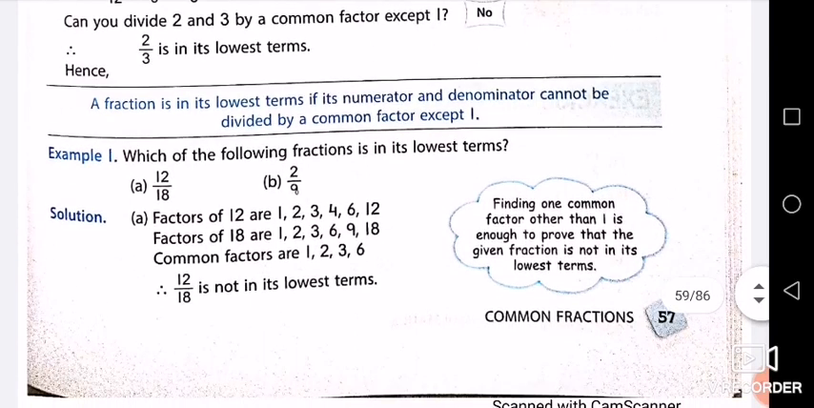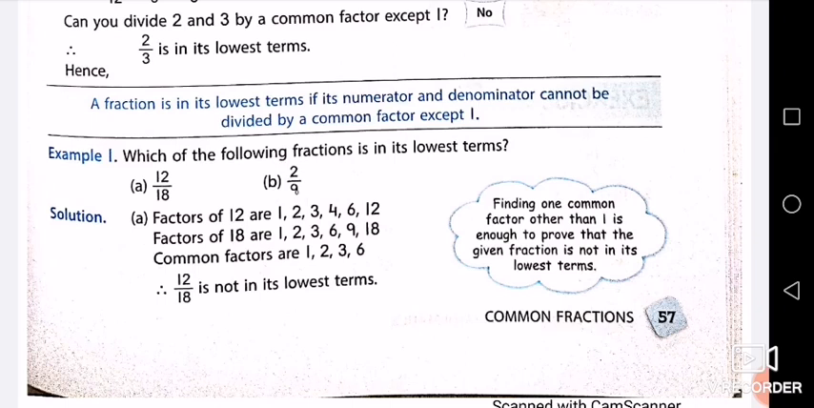So we'll do example 1. Which of the following fractions is in its lowest term? Now A is 12 by 18. You can see that factors of 12 and factors of 18 have been written. Now common factors you can see are 1, 2, 3 and 6. These factors are common among 12 and 18. Therefore 12 by 18 is not in its lowest term. Finding one common factor other than 1 is enough to prove that the given fraction is not in its lowest term. Do you understand this?